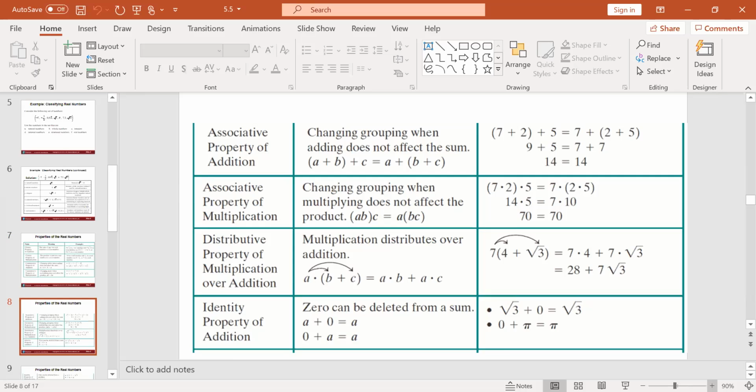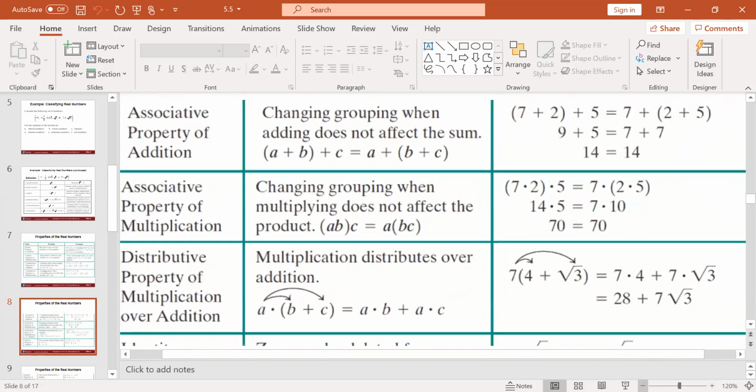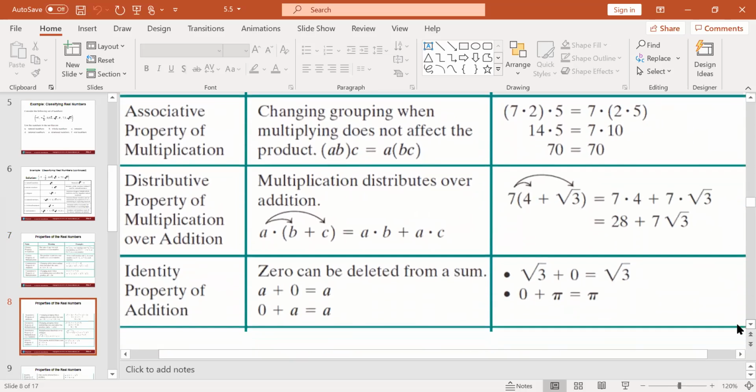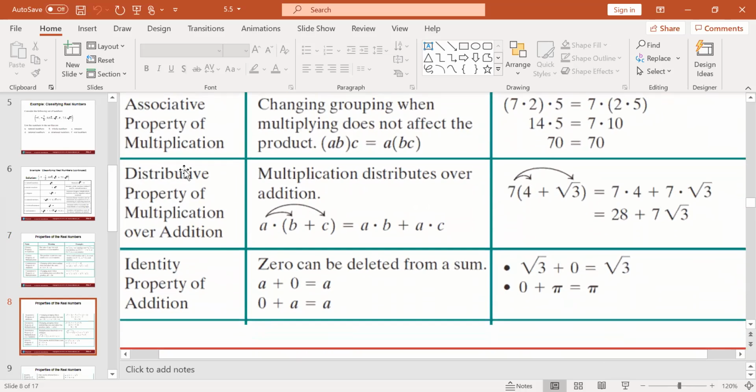Now here's the one we really care about. That beautiful, wonderful distributive property of multiplication over addition. What that means is that if I'm adding two numbers, but outside I'm multiplying some other number into the mix, that number I'm multiplying in distributes. A goes to the B, A goes to the C, and then I multiply first. I do A times B plus A times C.